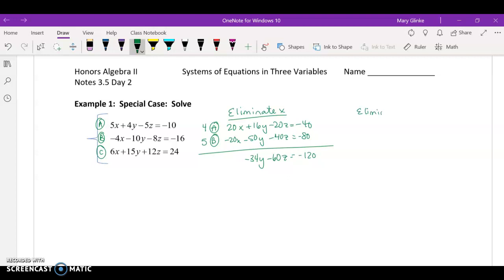Then I'm going to wash, rinse, repeat. I'm going to do the same thing all over again, and I'm going to eliminate x once again. For this one, I'm going to choose B and C, which means I need to take B and multiply by 3, and I need to take C and multiply it by 2, and that would give me 12s for my x's.